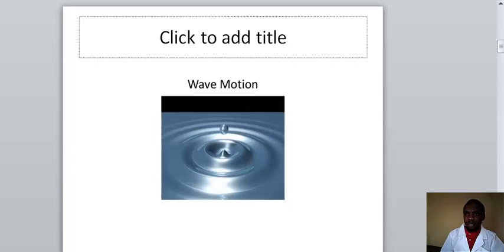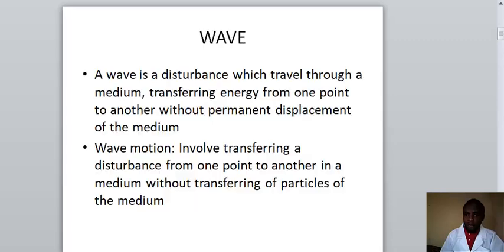Here the water is the medium, and it is transferring energy. The circular lines you are seeing are the energy transferred from one point to another, but without any permanent displacement of the medium. We have wave motion, which involves transferring a disturbance from one point to another in a medium without transferring the particles of the medium. That is what we call wave motion.